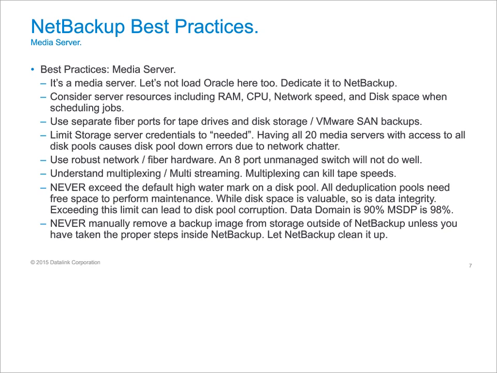Always consider your resources, including RAM, CPU, network speed, and disk space when you're scheduling your jobs for your media. Since your media server is handling the bulk of the work, it's actually ingesting data at a high rate of speed and writing it out to disk. That's a lot of work. And when you start to get around 40 to 50 streams of data coming in, you're going to max out something, whether it's the amount of RAM, whether it's a processor, network, or disk space.